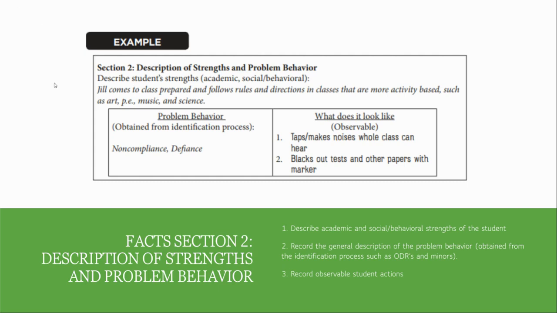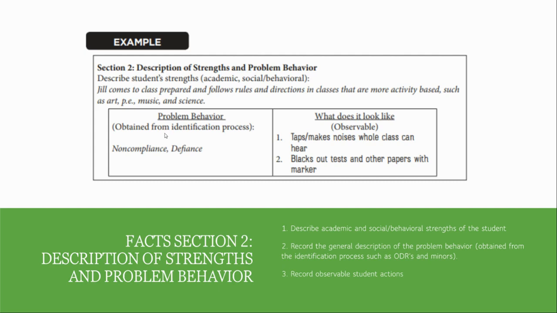As you can see in the example here, it says section 2, descriptions of strengths and problem behavior. So describe the student's strengths, academic and behavioral. In this case, Jill comes to class prepared and follows rules and directions in classes that are more activity-based, such as arts, PE. Again, this is going to require that teachers and staff have an understanding of who they're serving. We should all be able to find a strength, no matter what type of behavior that child is displaying. Everyone has a strength.